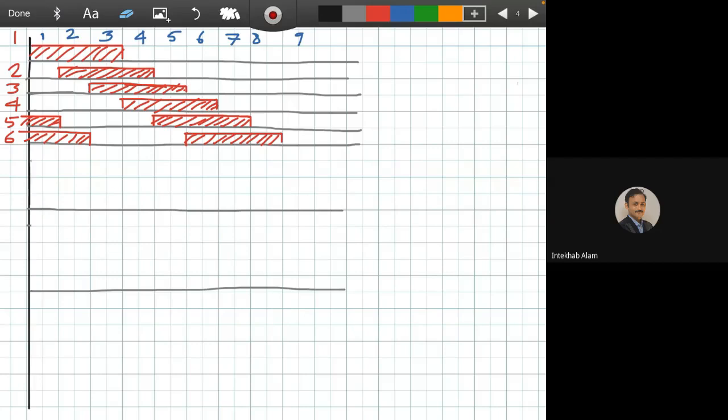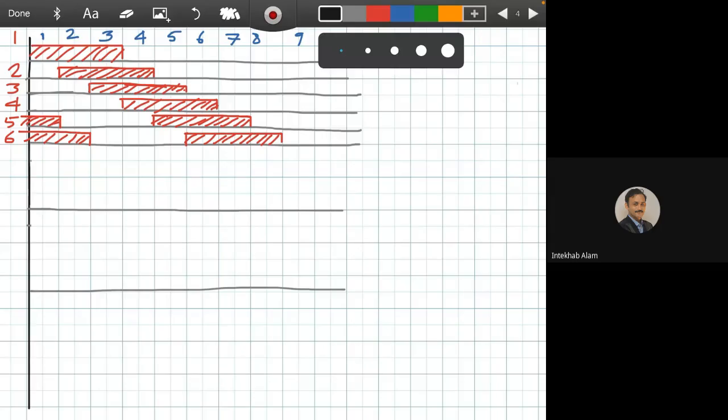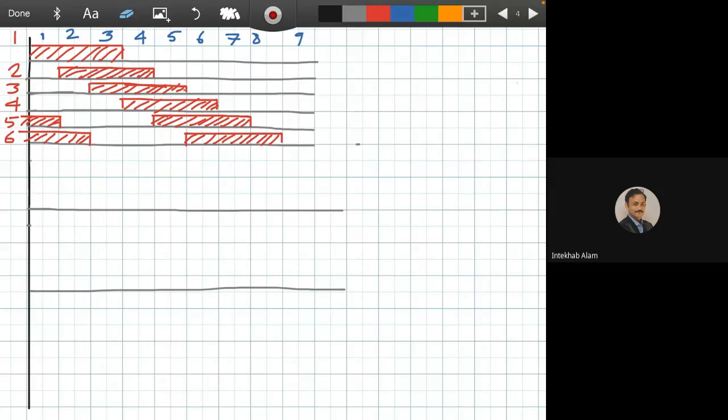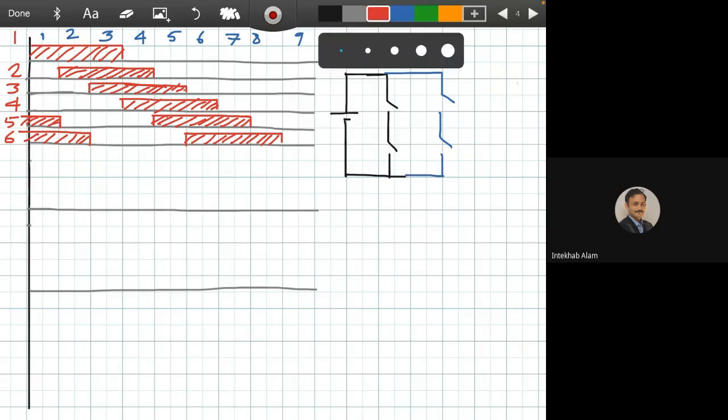So what will be the output? Okay, let's start with the circuit. Do you find any difficulties to understand? Please let me know.